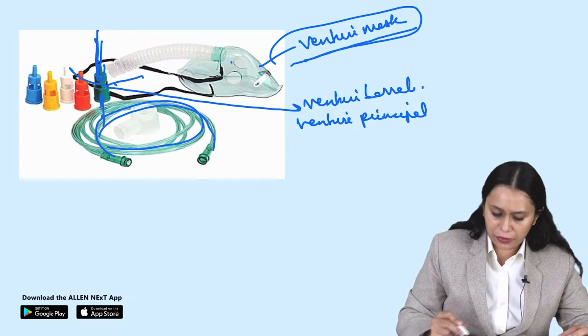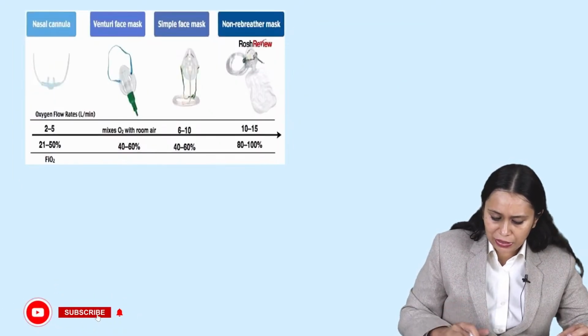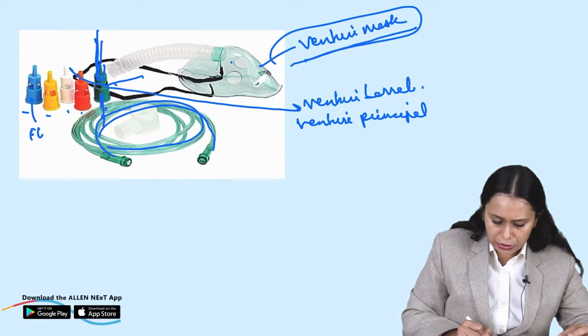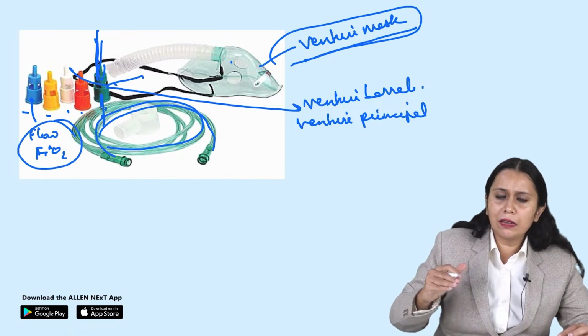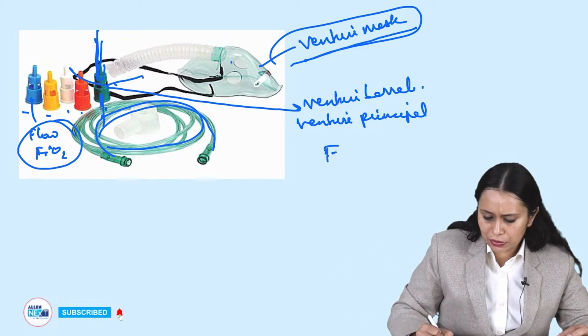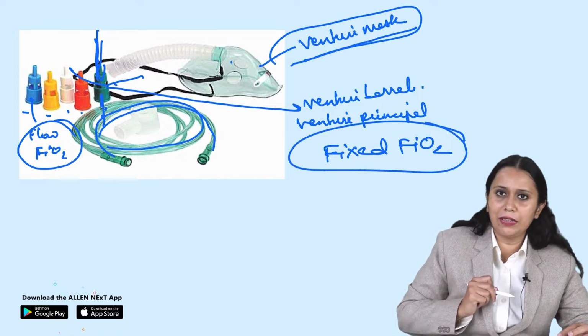And FiO2 is fixed. See, this is color coded. The Venturi barrel is color coded. And on every barrel, it is written what flow we need to keep and what FiO2 it will deliver. So always with each barrel, a fixed FiO2 is delivered. So this is a fixed FiO2 delivering device, the Venturi mask.